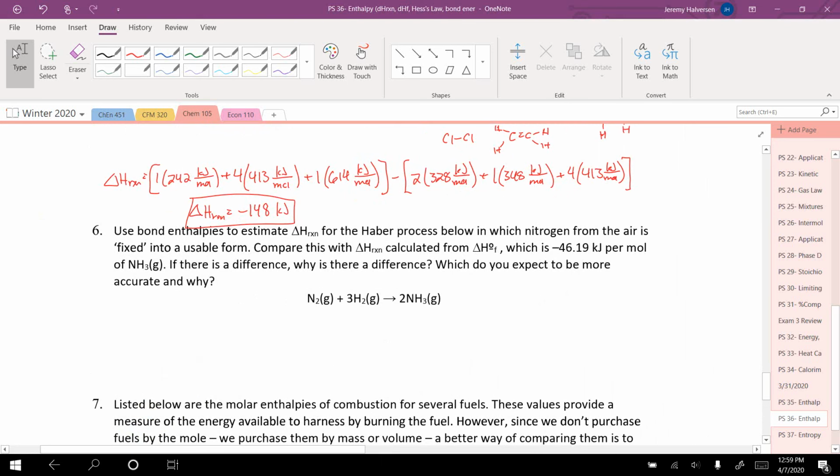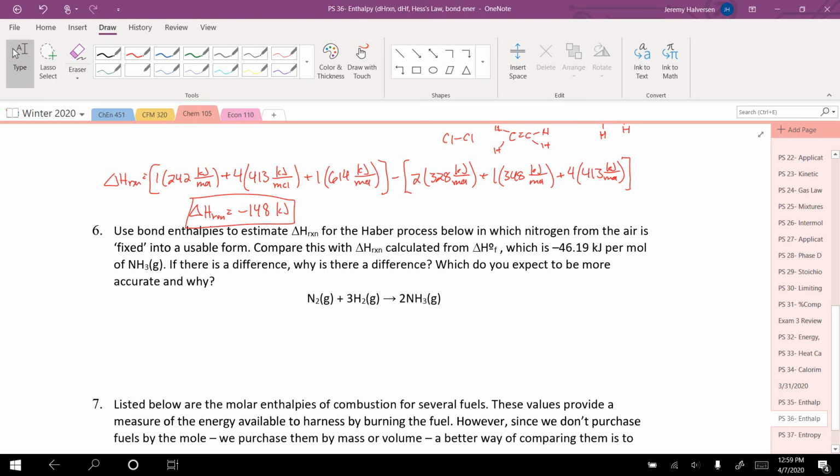Six, use bond enthalpies to estimate delta H of reaction for the Haber process below in which nitrogen from the air is fixed into usable form. Compare this with delta H of reaction calculated from delta H formation. They give you the delta H formation of NH3. Is there a difference? Why is there a difference? Which do you expect to be more accurate and why?